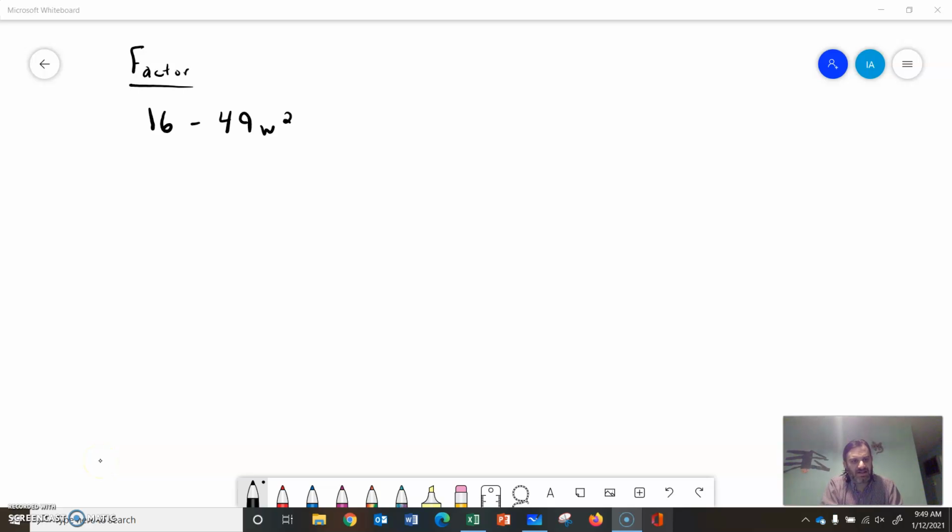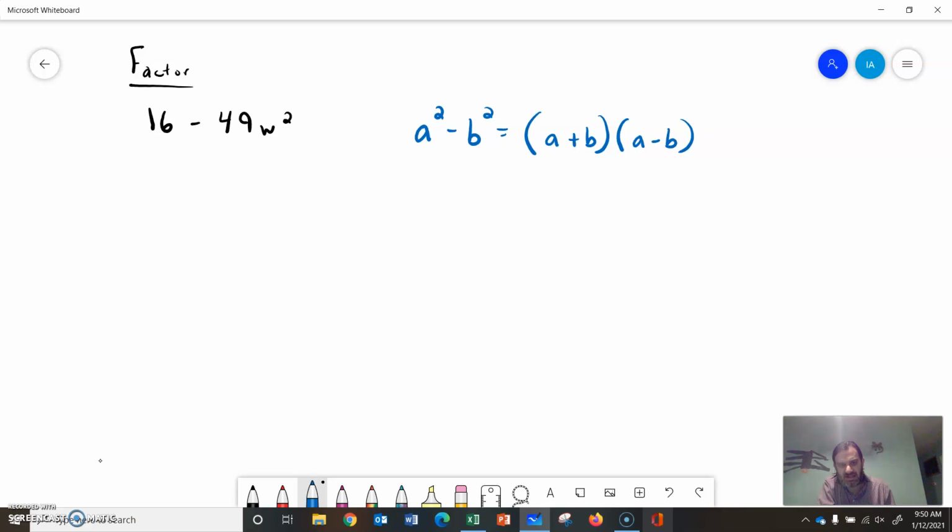Alright, here we have to factor 16 minus 49w squared. And I don't know if you recognize this, but it is a difference of squares. And that rule is a squared minus b squared factors into a plus b times a minus b. So we need a subtraction in the middle, which we have, and we need two things squared.